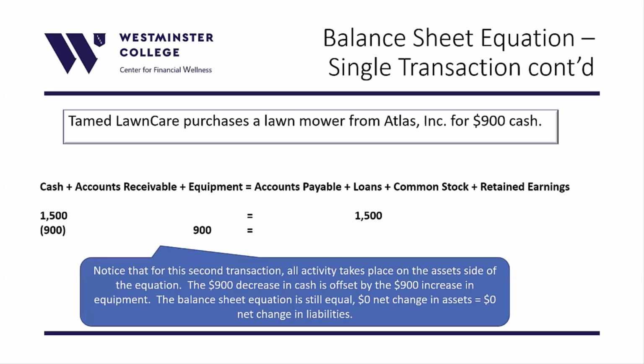Okay, sometimes this kind of transaction is called an asset exchange transaction. The company simply changed one type of asset for another with the expectation that the one that they're purchasing is going to be more productive in their operations.